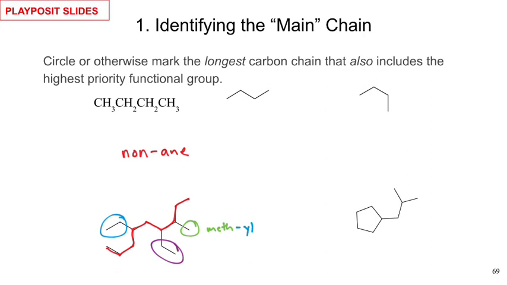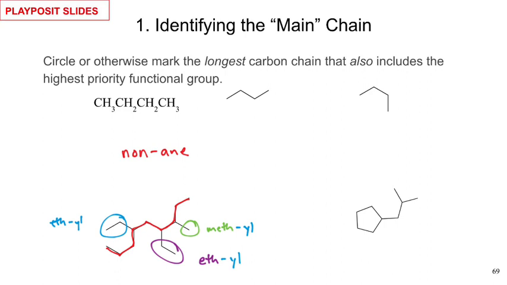How many atoms are identified in the purple circle? 2. How many carbons are identified in the purple circle? 2. What is 2 carbons? Eth. Again, substituent, yl. In the blue circle? 2. Again, eth, with our dash, yl.